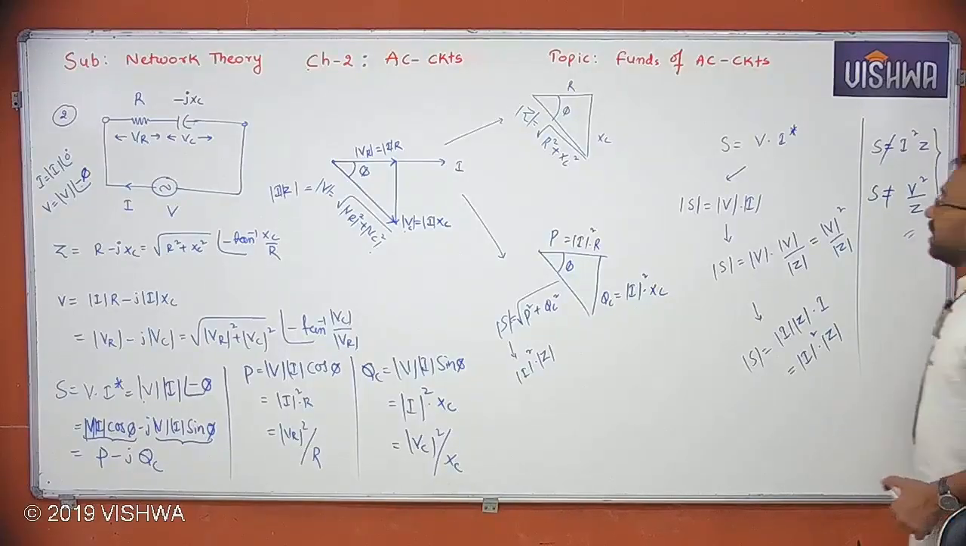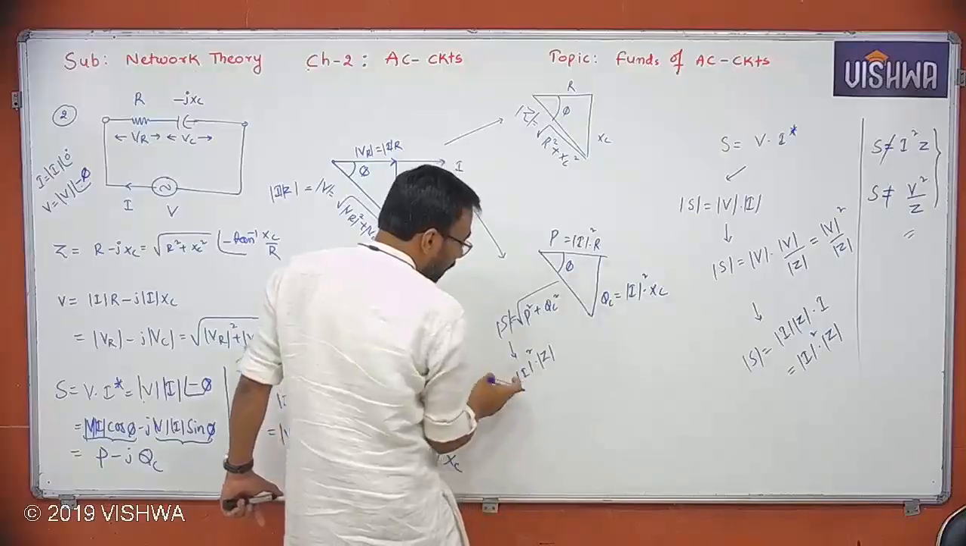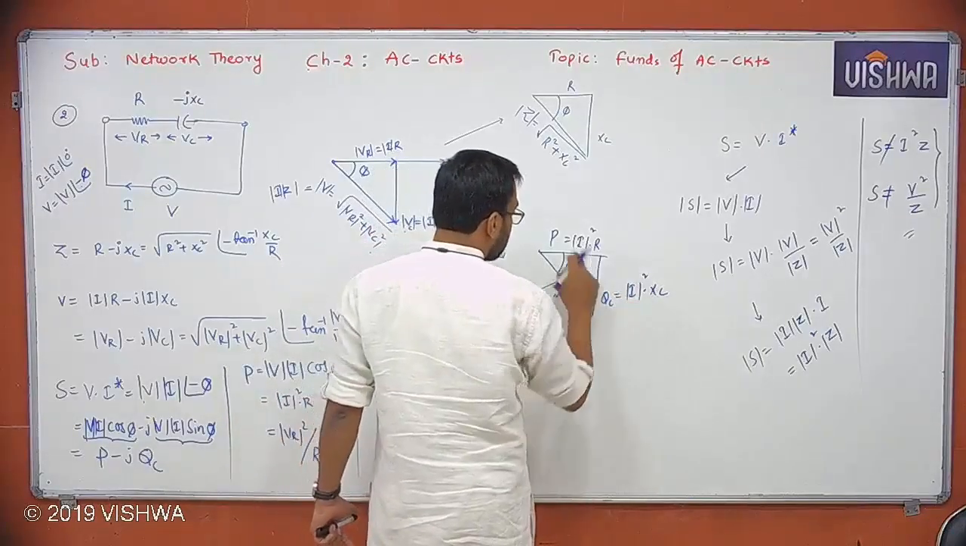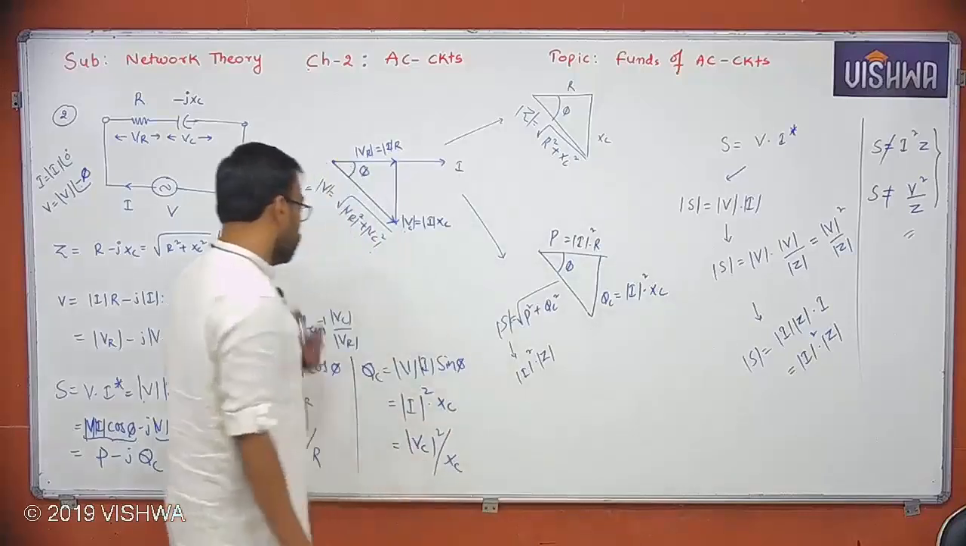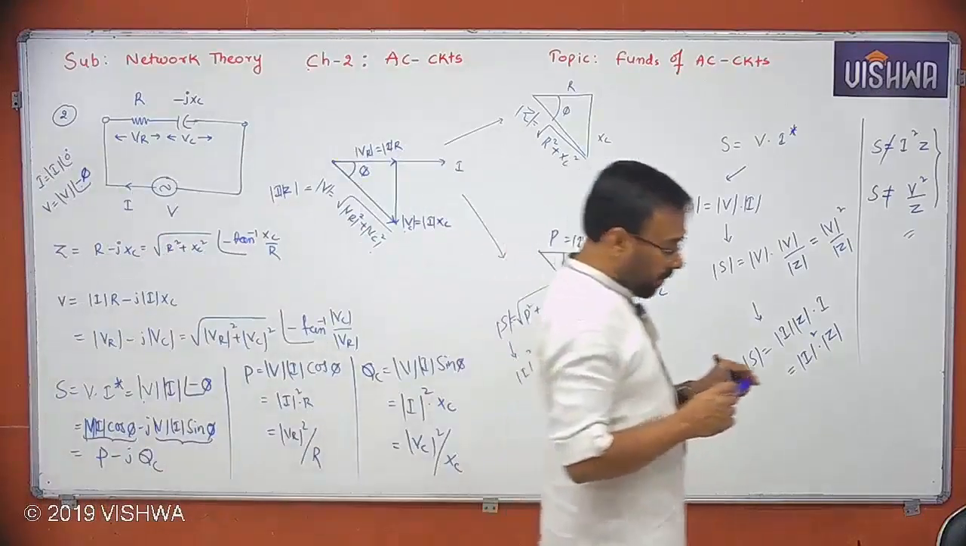So remember, here since I am just denoting all these things as magnitudes, I am writing I square into Z, but magnitudes I am dealing with. I square into X, I square into R. So please note down this, all of you. I think all of you understand this.